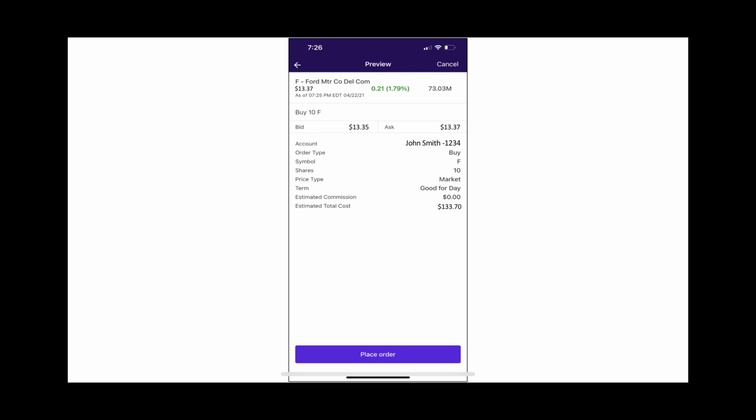Once you push preview, what they do is they take the number of stocks that you want to buy, 10, and multiply it by the price of the stock, which here says $13.37. Then the estimated total cost that you're going to spend is 10 times that $13.37, which is $133.70. So once you place the order, it buys that stock. You now own 10 shares of Ford or whatever. And if there's a dividend coming, they'll get that to you. Whatever happens with that stock, it's yours now. You own it. So I just wanted to run through that.